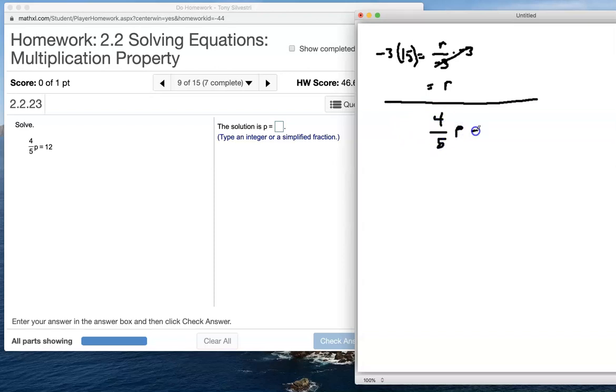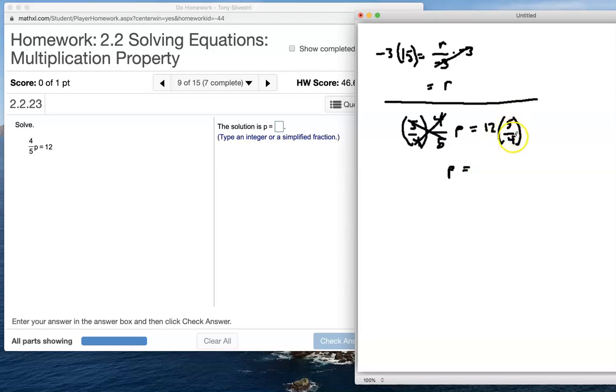P equals 12. Taking the point of view of p, p's got a 4/5 in front of it. Whenever you have a fraction, how about if we multiply both sides by 5/4, the reciprocal. Whatever you do on one side, you do on the other, 5/4. Because look at this, 20/20 cancels. P, nice p by itself.